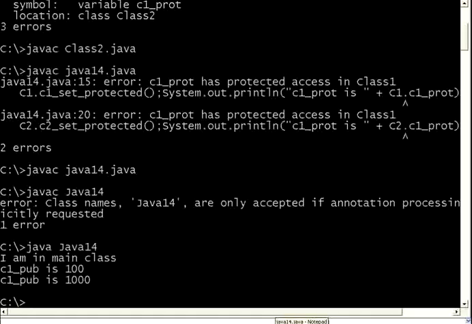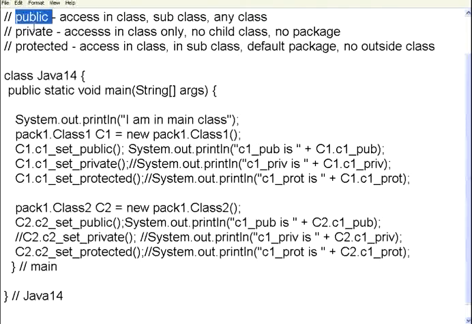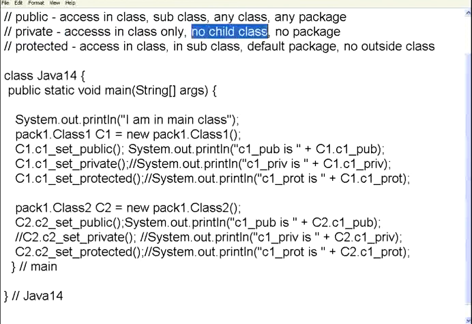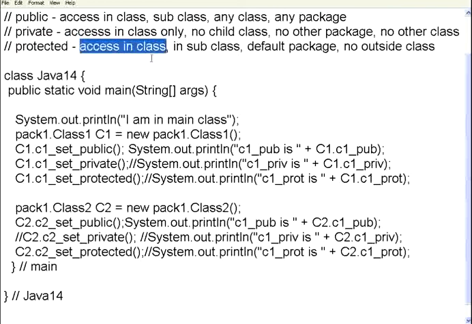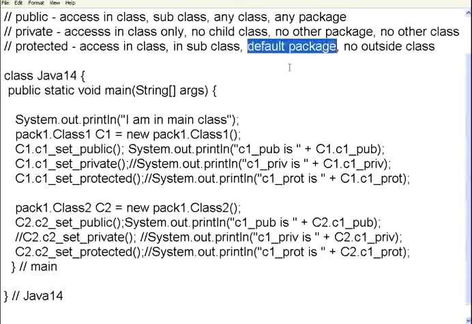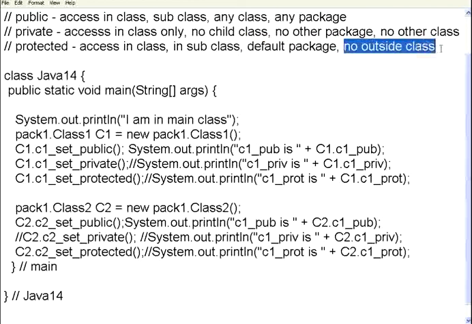So net, this is the meaning. Public means access in the base class, you have access in the subclass, you can have access in any class, you can have access in any package. Not a problem. Private means access in the class only. No child class can access, no other package can access, no other class can access. Protected means access within the class, access within the subclass is allowed. If they belong to the same package, it is allowed, but not outside the class.